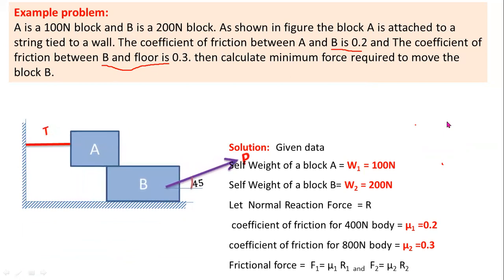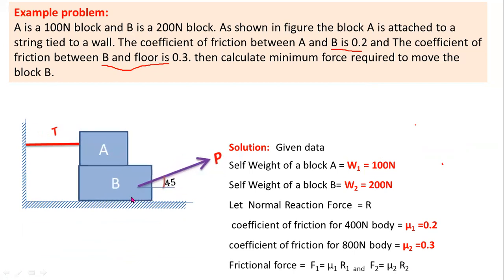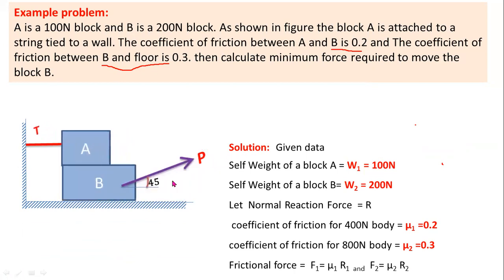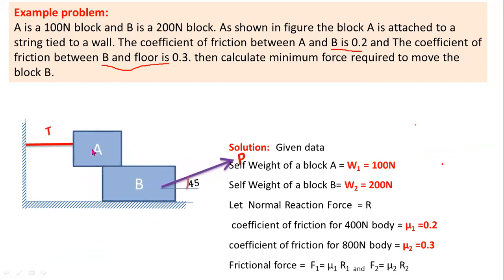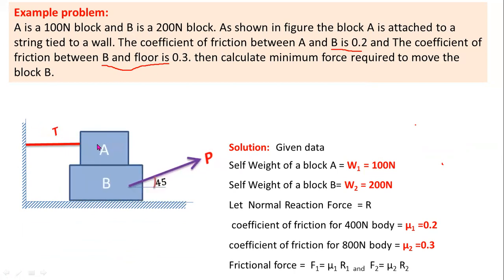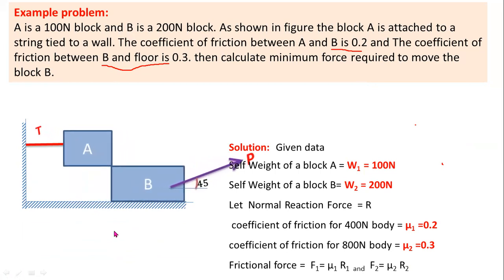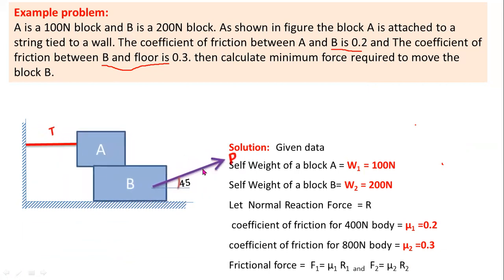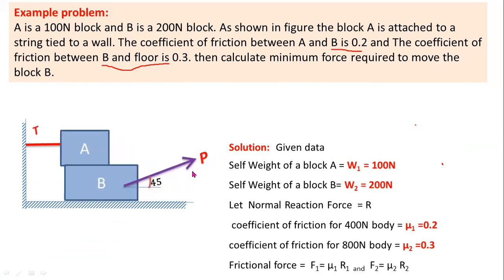Now, I am showing the direction of motion of the blocks. The direction of motion of block B is the right side. At the same time, due to friction between blocks A and B, the direction of motion of block A is opposite to the direction of motion of block B. Both are in opposite directions. From these values, you have to determine the minimum force P required to move block B in the right side direction.